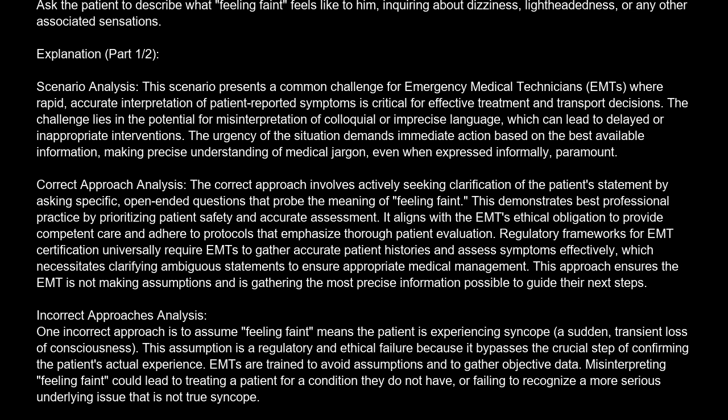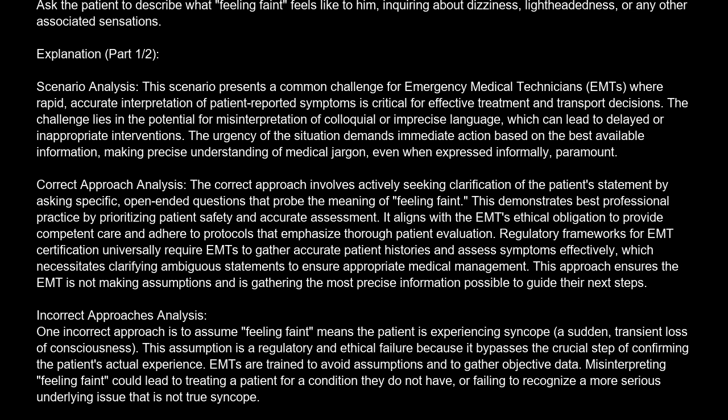Correct approach analysis. The correct approach involves actively seeking clarification of the patient's statement by asking specific, open-ended questions that probe the meaning of feeling faint. This demonstrates best professional practice by prioritizing patient safety and accurate assessment. It aligns with the EMT's ethical obligation to provide competent care and adhere to protocols that emphasize thorough patient evaluation. Regulatory frameworks for EMT certification universally require EMTs to gather accurate patient histories and assess symptoms effectively, which necessitates clarifying ambiguous statements to ensure appropriate medical management.